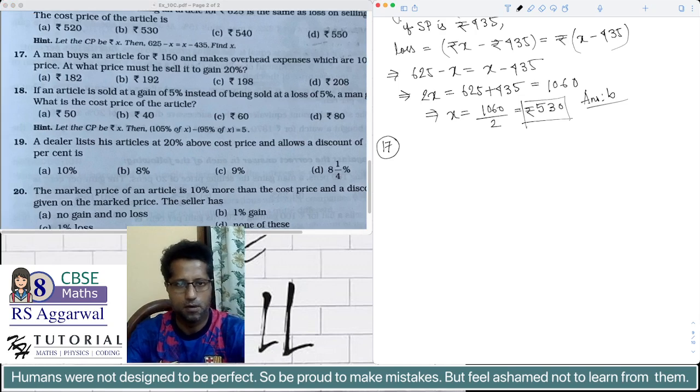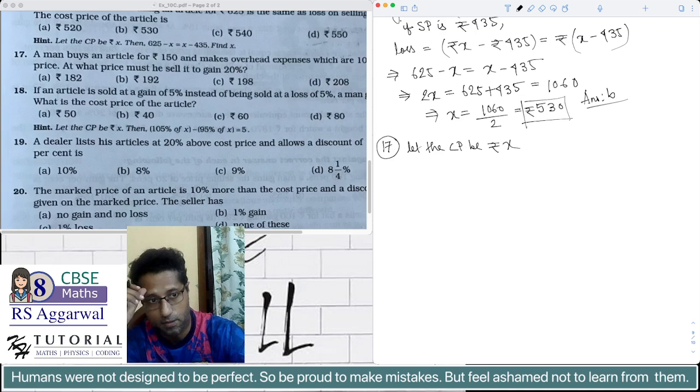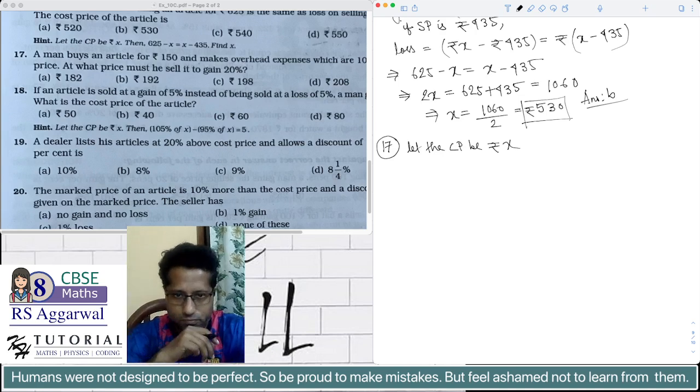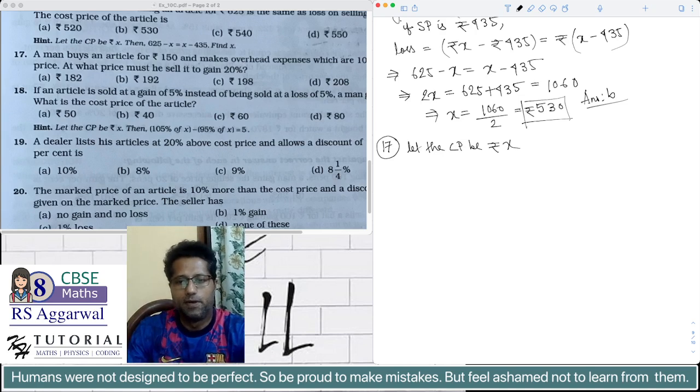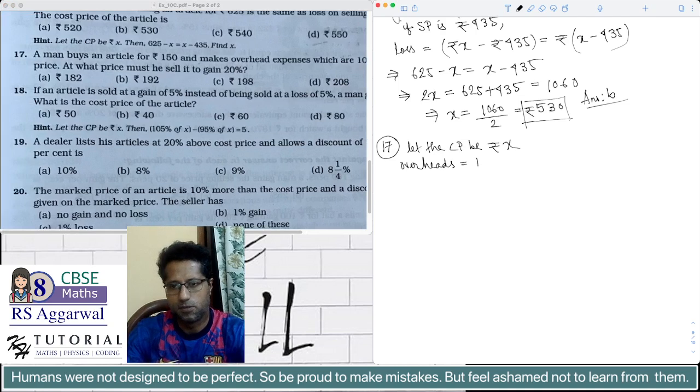So we have to find the cost price. Let the cost price for the article be rupees X. Now the overhead charges: it is given that there are overhead expenses which are 10% of the cost price. So the overheads are 10% of rupees X, which is equal to rupees X by 10.